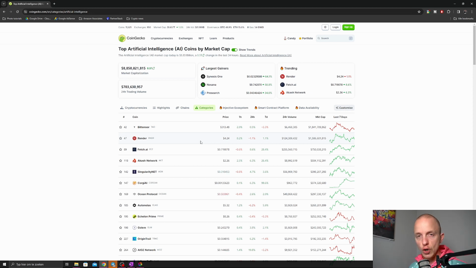Now remember, there's always a city of the province, and when that one thrives, all these suburbs thrive as well. And what you will see happening is if the master token, so for AI that's BitTensor, starts to grow, you can pretty much bet on it that the rest will grow as well.